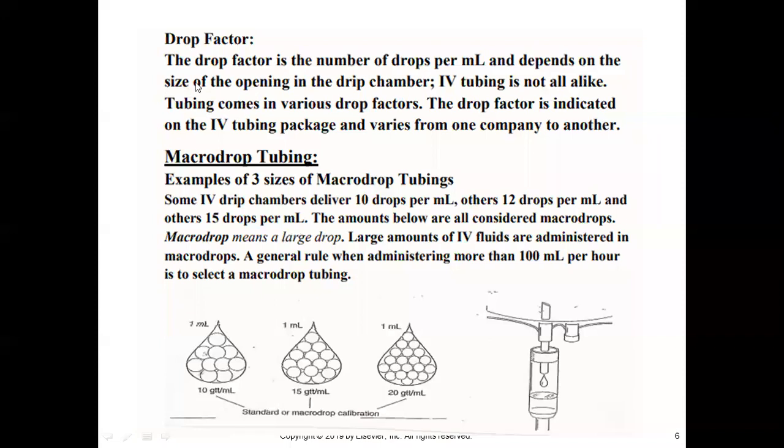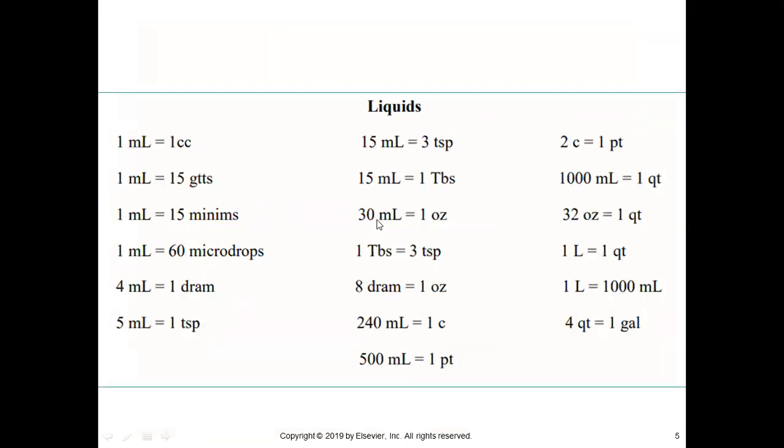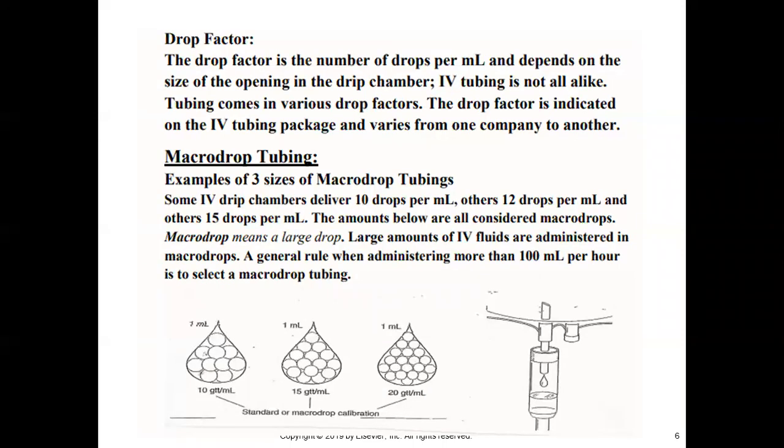So drop factor means the number of drops per ml. Depends on size of the opening of the drip chamber. Like this is the size. Drop factor is indicated on IV tubing package and varies from one company to another company. Here is showing three size of macro drops, right? And as I'm mentioning here, 1 ml equal to 60 micro drops and 1 ml equal to 15 GTT or macro drops.